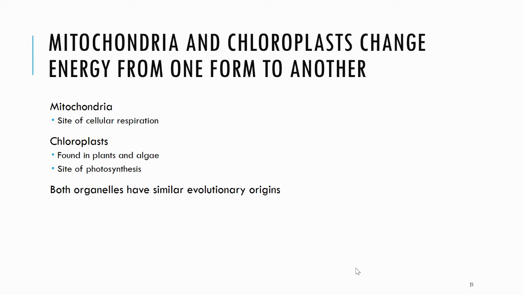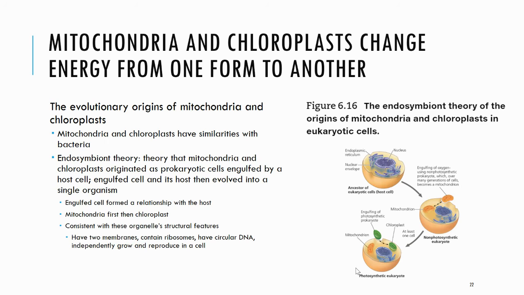Next, we will talk about mitochondria and chloroplasts. Mitochondria is not the powerhouse of the cell. It is, however, the site of cellular respiration. Chloroplasts are found in plants and algae and are the site of photosynthesis. Both organelles have similar evolutionary origins for how they came to be in eukaryotic cells. And this is called the theory of endosymbiosis, or the endosymbiont theory.